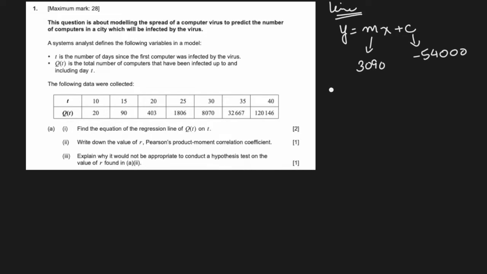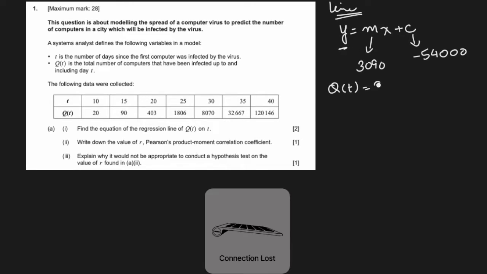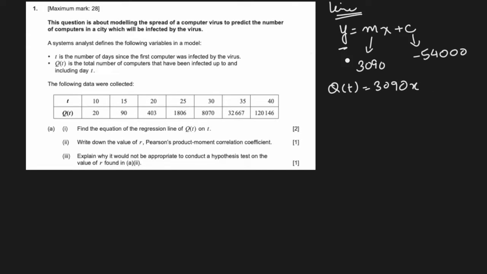What is the question? Find the equation. So we'll write the equation now. Q(t), which is y, equals 3090 t, not x, t, minus 5400. This is the equation of the regression line. Next, write down the value of r. We just got r also, so the second part of the solution is 0.755. This is what we got.